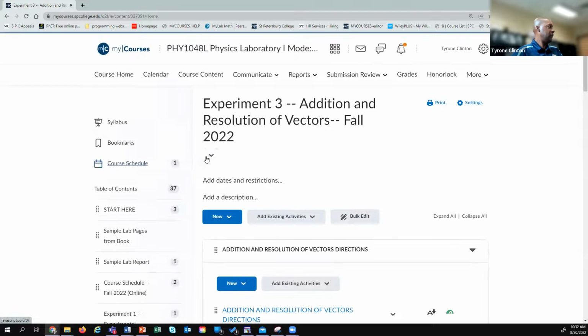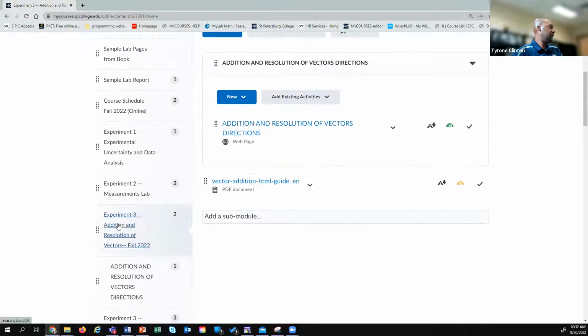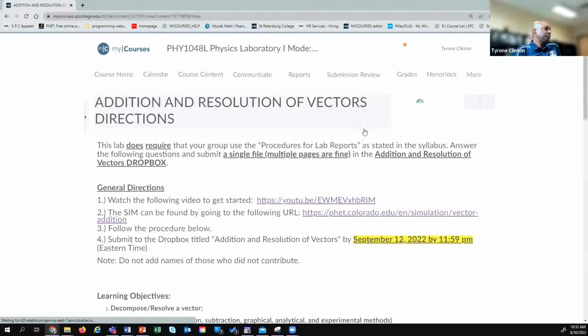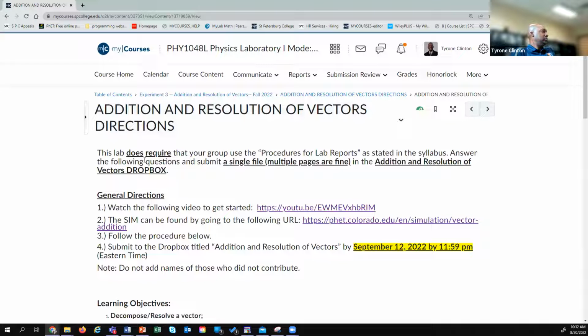In course content, you would go to experiment number 3, and it's called addition and resolution of vectors. Let's go ahead and open up this document. In this document, it tells you first off that you're going to need to follow the procedures as stated in the syllabus. There are about 7 or 8 components in the syllabus that you need to follow. You need to put together a procedure. You need to put together a summary. So look at those components and make sure you include them.